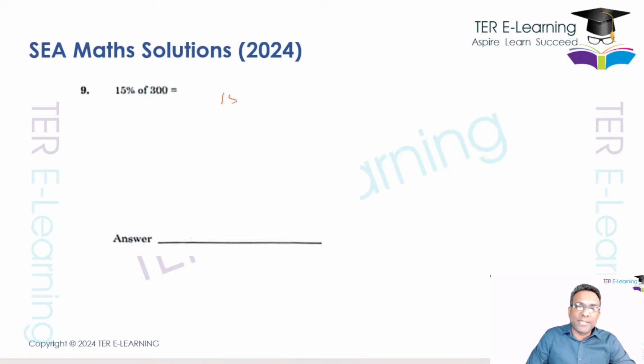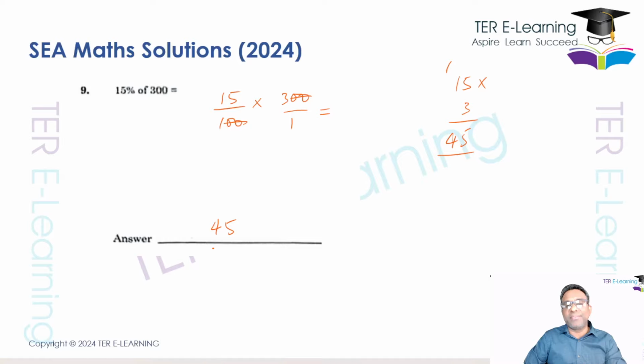So that's the same as saying 15 over 100, that's 15%, multiplied by 300 over 1. So these 2 zeros here, they can cancel. And we just have to work out 15 multiplied by 3. That's 5 3s are 15, right? So that's a 5 here. This is 1 here. 1 3 is 3 and 1 4. So this is going to give us 45. Right? So the answer is 45.